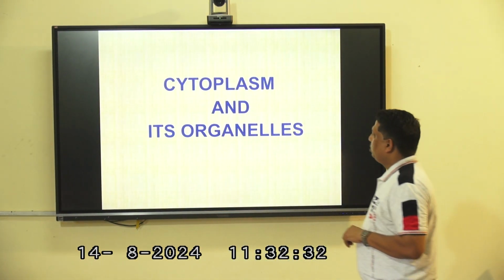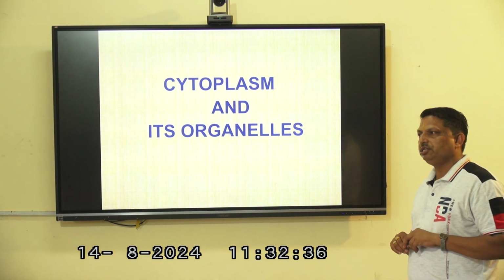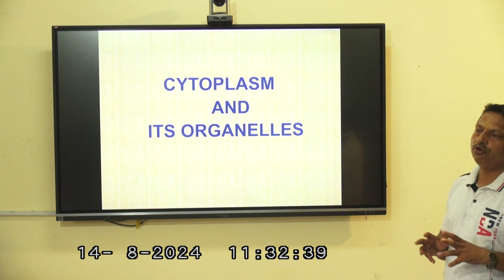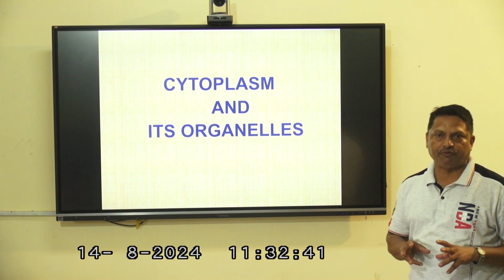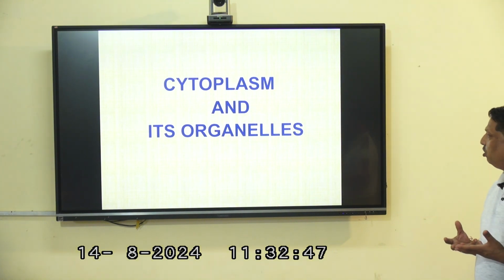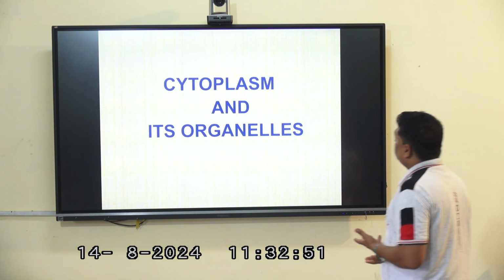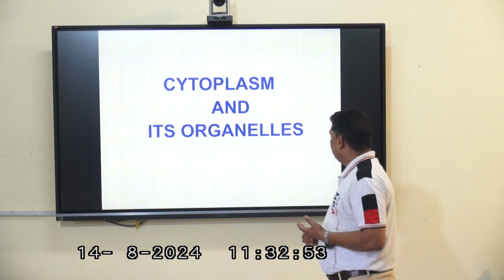Of course, this is the cytoplasm and its organelles, because the cytoplasm plays a very significant role in the organization and dimension of the different acids. Of course, in protein synthesis, gene recognition, assembly, DNA replication, cell multiplication, and its organelles.